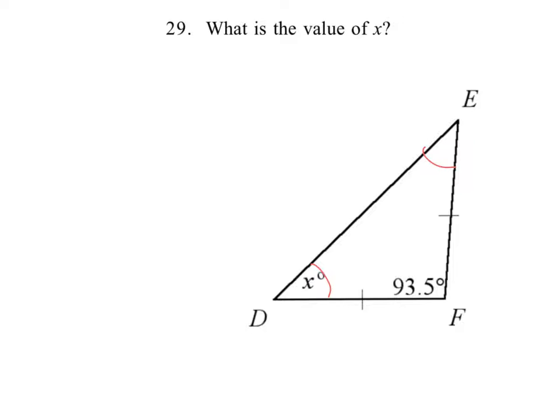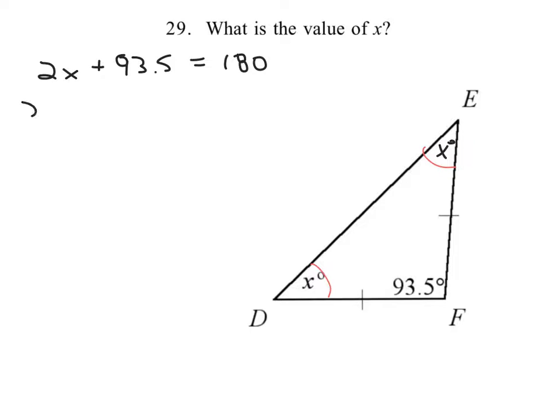And what that means is if this angle D is equal to x degrees, then we can say the same thing up here, x degrees up here. So now what we've got is two x's, right? This here plus this here is two x's, plus 93.5 degrees equals the total number of degrees, 180, in the triangle.